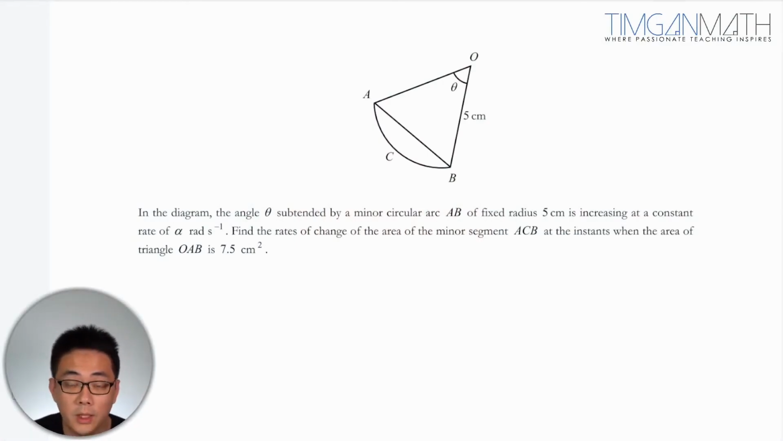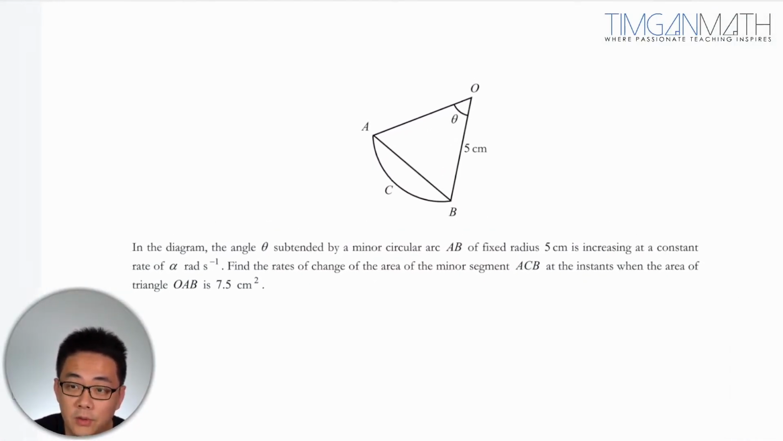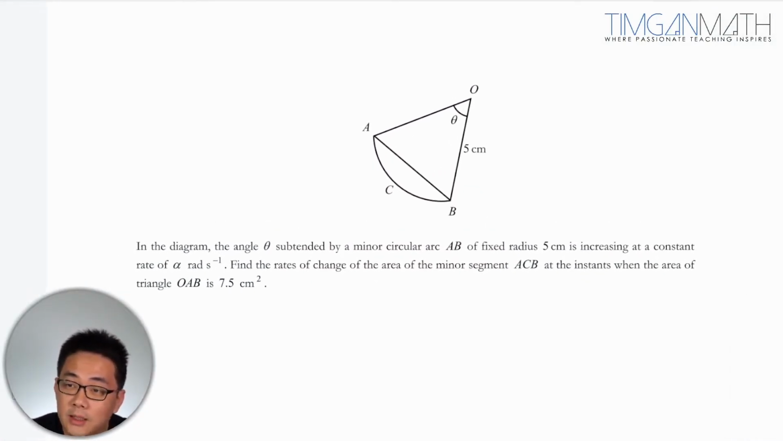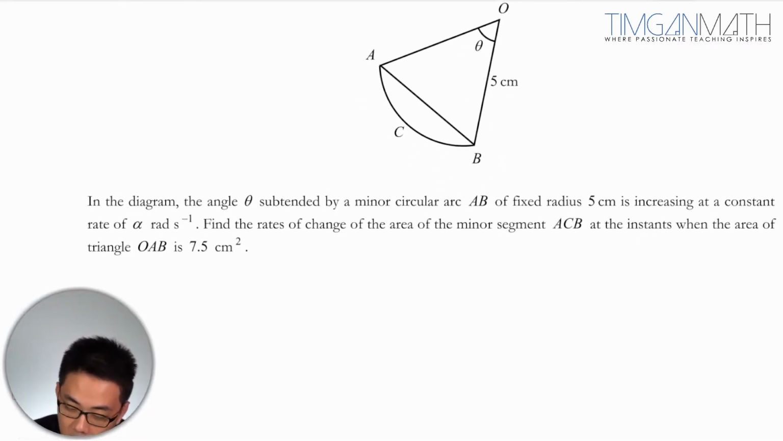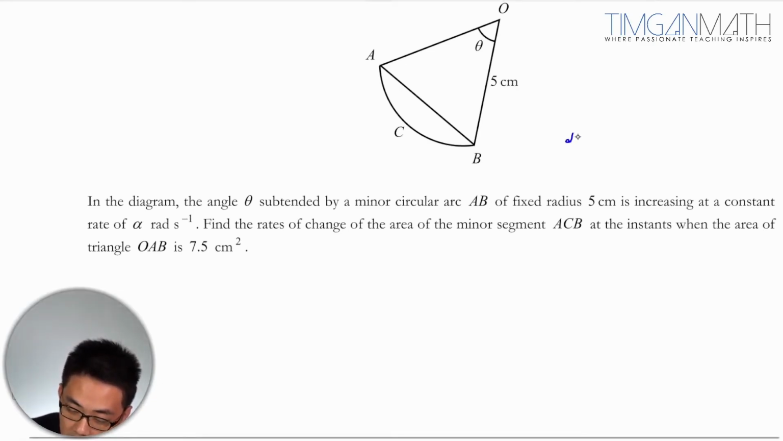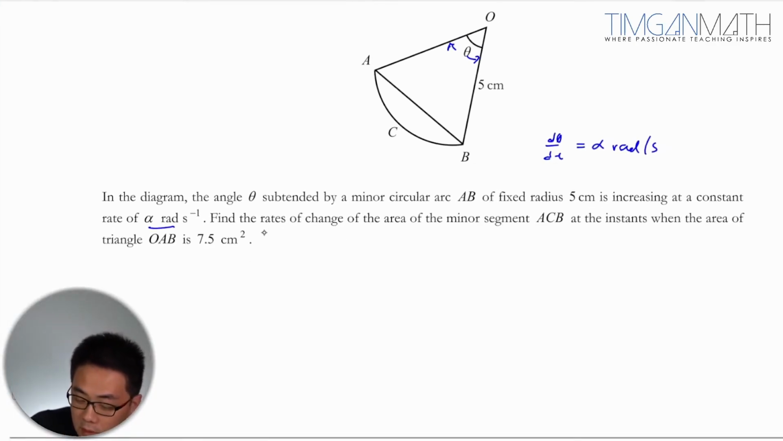Alright, so let's get this question here, which is on connected rates of change, an application of differentiation. In the diagram, the angle theta is subtended by the minor arc length AB, a fixed radius of 5, and is increasing at a constant rate of alpha. So d theta dt, just imagine this is increasing at alpha radians per second. So find the rate of change of the area of minor segment ACB.